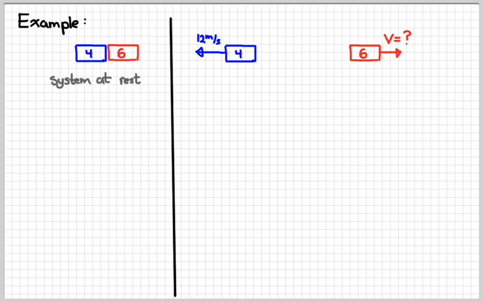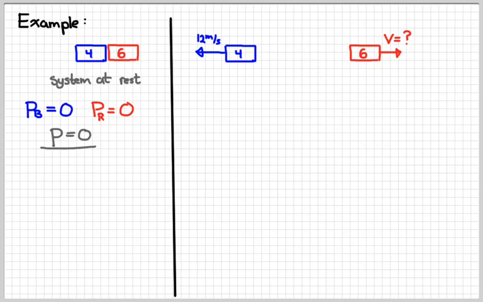Now in a simple case like this, you might be able to get away with just setting up a proportion of some kind, but not in general. So let's look at the general solution of this problem using conservation of momentum. The first thing that you would do is figure out the momentum of each of the objects individually.